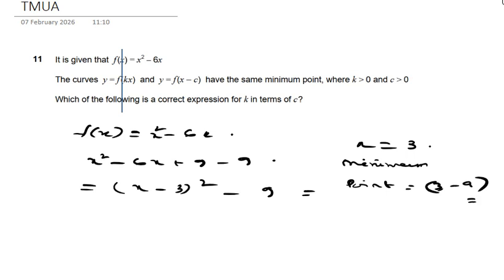Okay. Now this is a horizontal scaling. For f(x), minimum occurs when the input is equal to 3. So for f(kx), kx is equal to 3, or x is equal to 3 by k. Now the minimum value is still minus 9. So the minimum point is (3 by k, minus 9).